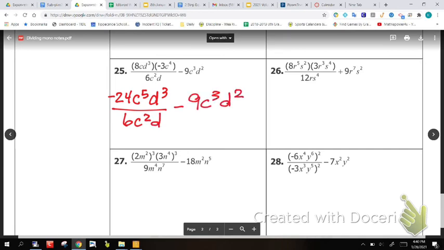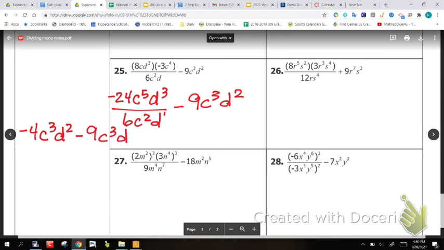All right, now we need to reduce this expression on the left side here. So negative 24 divided by 6 is negative 4. C to the 5th divided by C to the 2nd is C to the 3rd. D to the 3rd divided by D to the 1st is D to the 2nd.